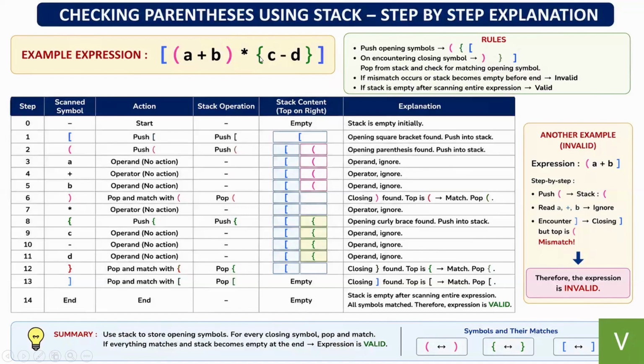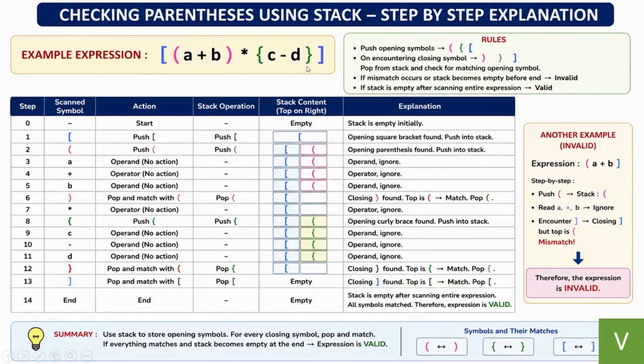So at the eighth iteration, it is an opening flower bracket. So push that element into the stack. At the ninth iteration, C. 10th iteration, minus. And the 11th iteration, D. So no operation should be performed.